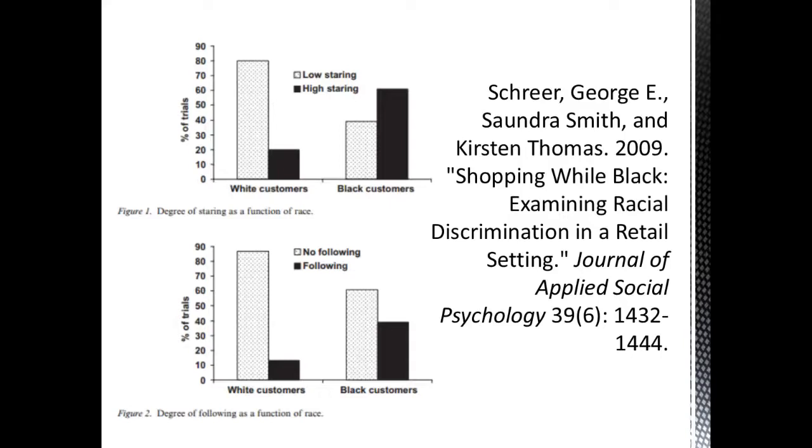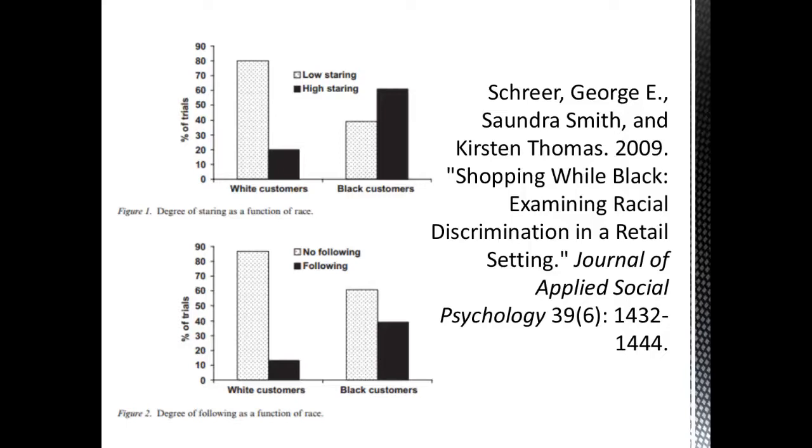And here's the finding. They're looking at subtle behaviors. There's a phenomenon called shopping while black, in which individuals who are black feel as if they are followed a lot. They're asked the question, "Can I help you?" They're stared at a lot. They feel as if they are criminalized while shopping, as if something is wrong with them, as if they're going to steal something. Well, are those perceptions correct? Yes, according to this field study.